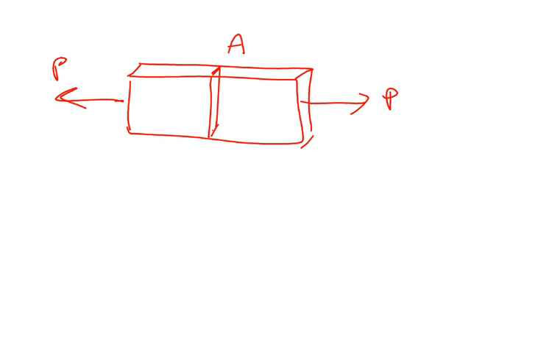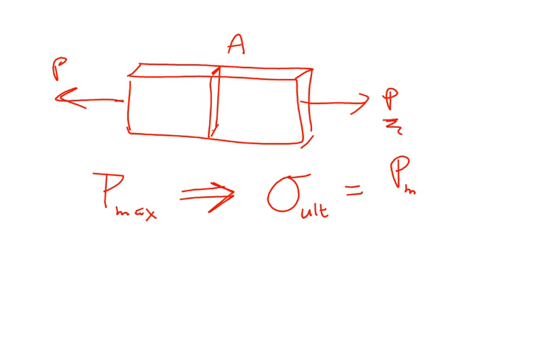Then I know that the largest force P I could apply, P max, I could find by basically saying the largest stress I could apply before this starts to break is sigma ultimate. Then I just set that equal to P max divided by my area. Then I solve for P max, right? And that's fine. That works perfectly, right?